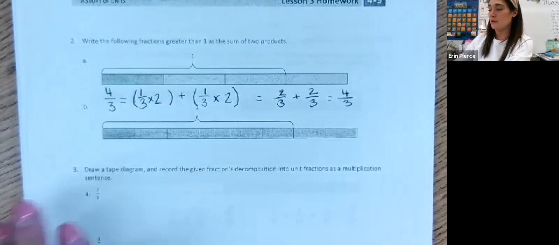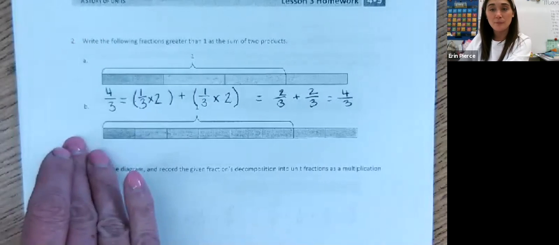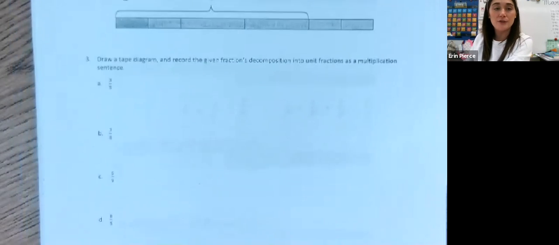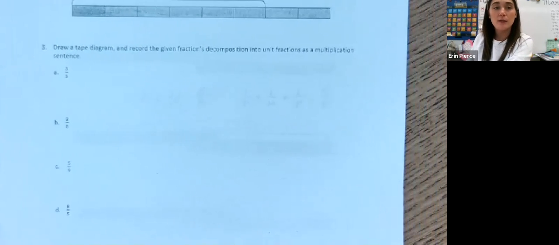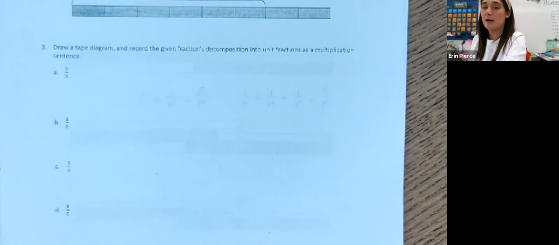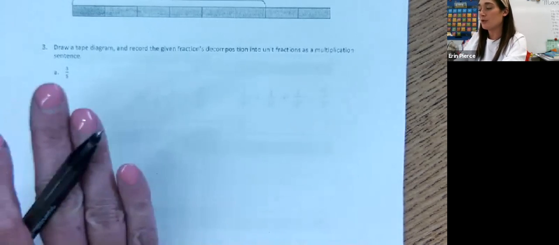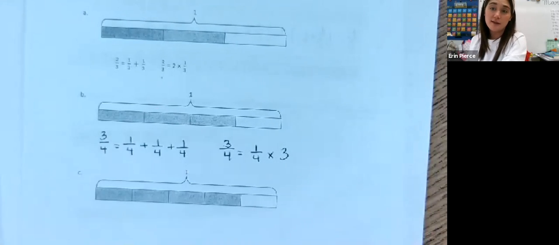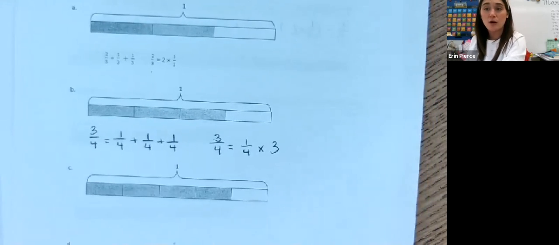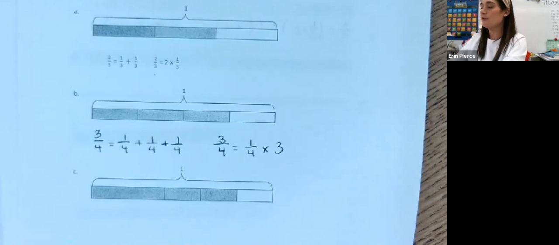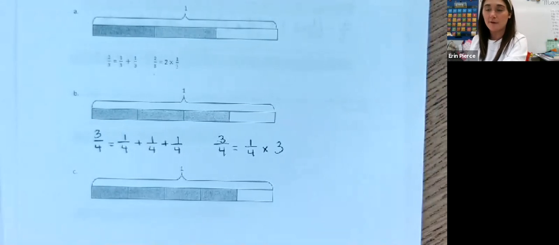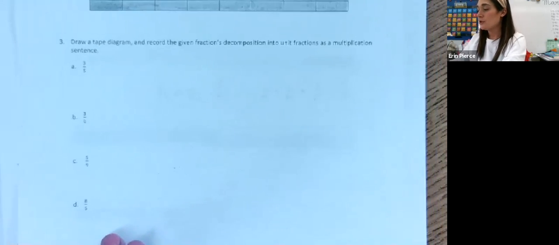So you're going to do A and B, and then you are also going to do 3, draw a tape diagram and record the given fractions decomposition into unit fractions as a multiplication sentence. So basically, number 3 is the same as the front. The only thing that's different is that they haven't drawn the tape diagram. I'm sorry for you. So 3/5.